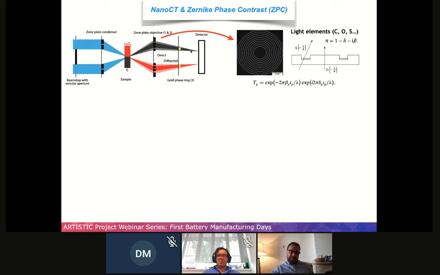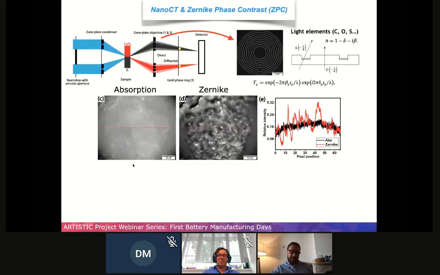And there is an interaction between a non-dephased beam here and the beam with the phase shifting here. And the result is that we compare the pure absorption image. This is a carbon electrode. And when we use the Zernike phase contrast, the cross-section gives you an amplitude here of the contrast, and we can see clearly that we enhance the contrast with the Zernike phase contrast.